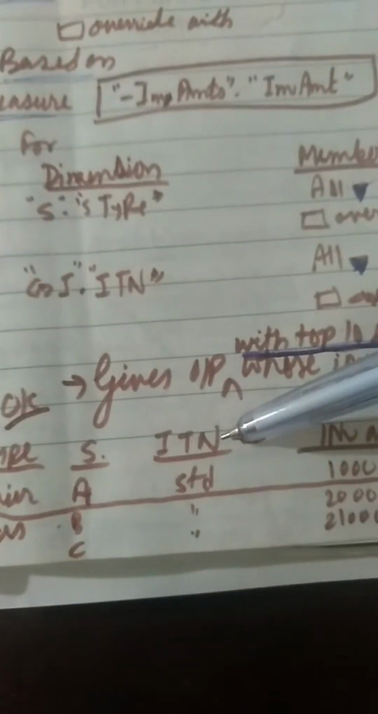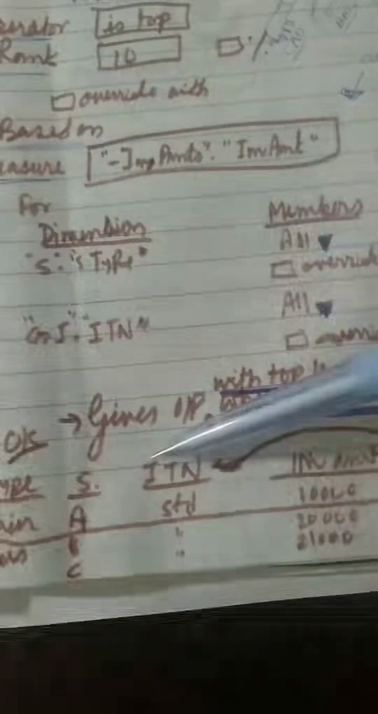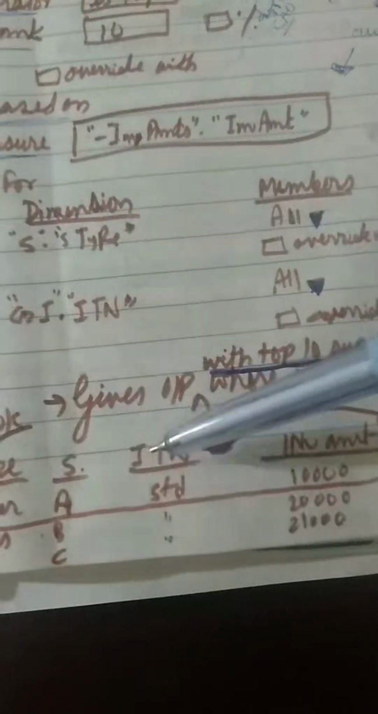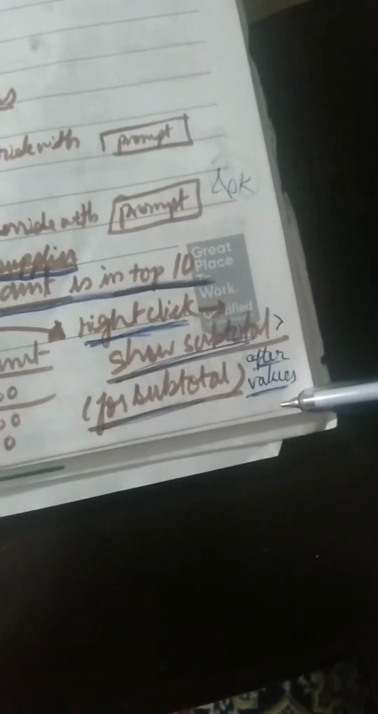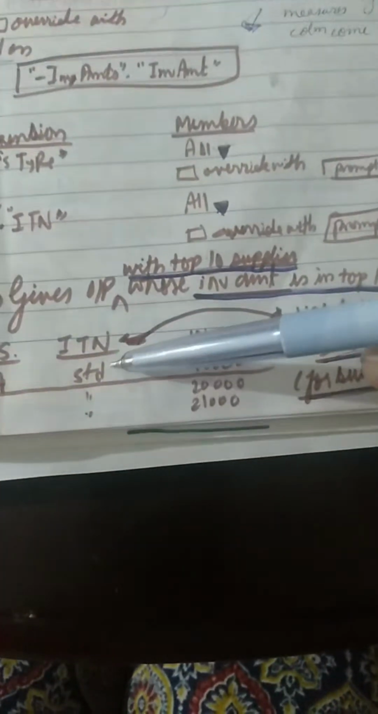Apart from this, what I can do is right click on any column. Here you have supplier type, invoice type name, invoice amount, right? So in the output you can right click on this column name and click on show subtotal. After show subtotal, click on after values, so that will show the subtotal for that particular value. Like for invoice type name, it will show the subtotal.